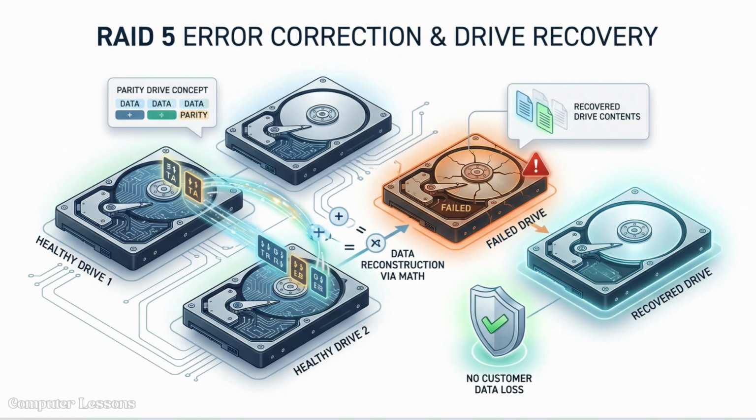RAID systems provide error correction at the drive level by using dedicated parity disks to store recovery information. In a RAID 5 array, the system can reconstruct the entire contents of a failed drive using math. This ensures that companies can lose a physical hard drive without losing a single bit of customer data.